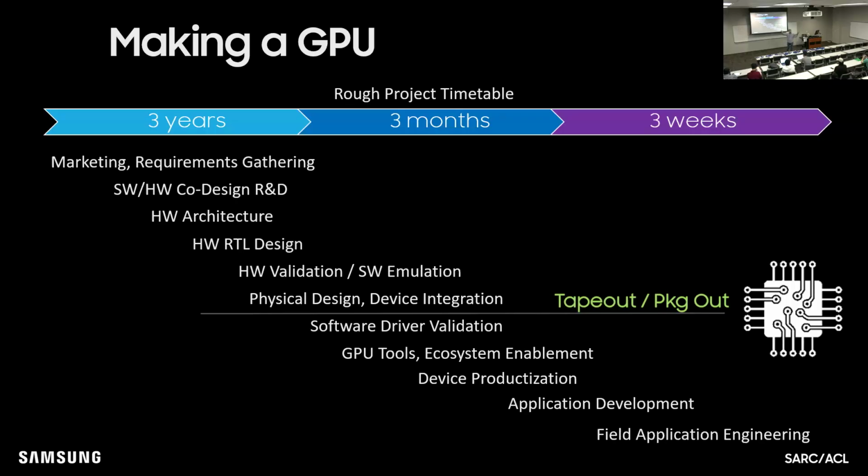We get these things called big rock features and small rock features, and we vote on them, and we try to see how much it's going to cost. We go into hardware architecture, hardware RTL design. You guys know what RTL is? Great. And then we have a whole RTL team.